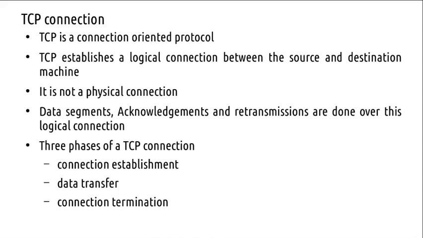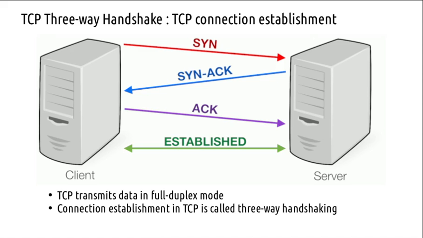So, connection establishment. The three phases of a TCP connection are connection establishment, then data transfer, and then connection termination. This is similar to circuit switching, but you won't be able to show physical things, like there is a physical connection as in the case of a circuit switched network. So the connection establishment involves a three-way handshake.